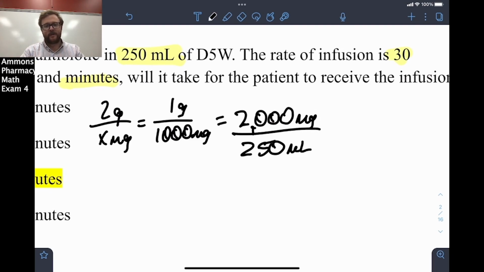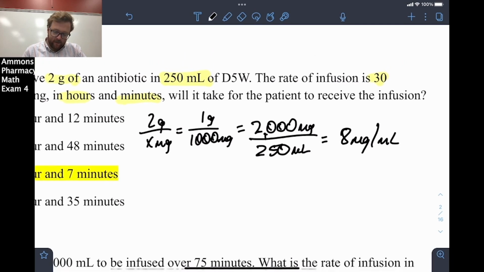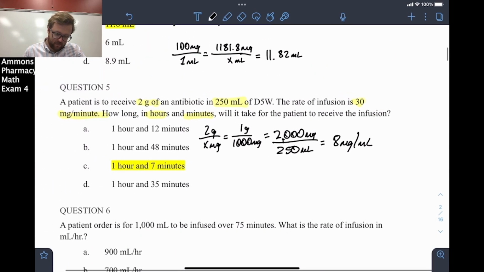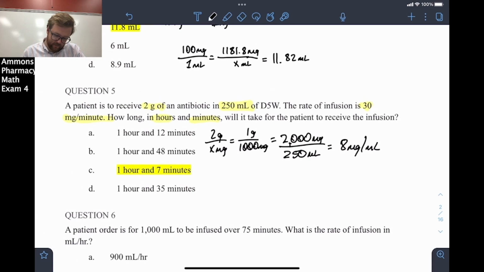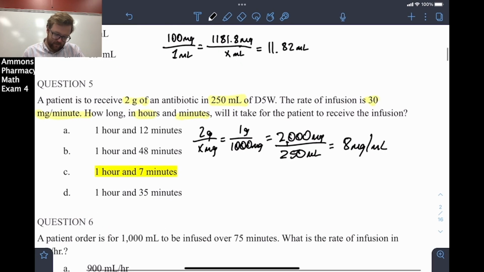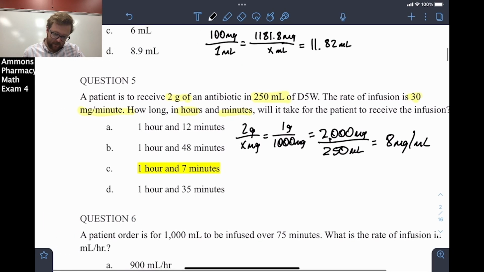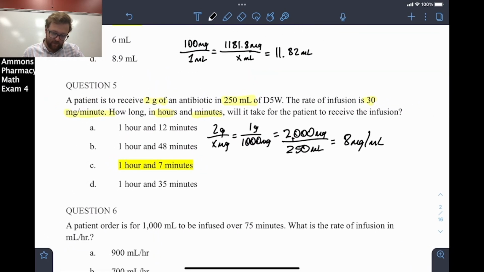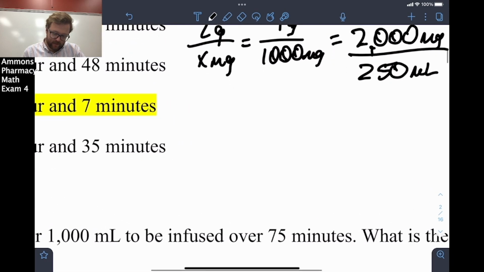Okay, so if I do this calculation, it'll tell me how many milligrams are in 1 single milliliter. So I'm going to do 2,000 divided by 250, and that is 8 milligrams per mil. Okay, so that's how long it's flowing. How long will it take to receive the infusion? Oh, okay. He needs 30 milligrams per minute. So how long or how many mils do we need to have of our product to get 30? Okay. So we have 30 milligrams.